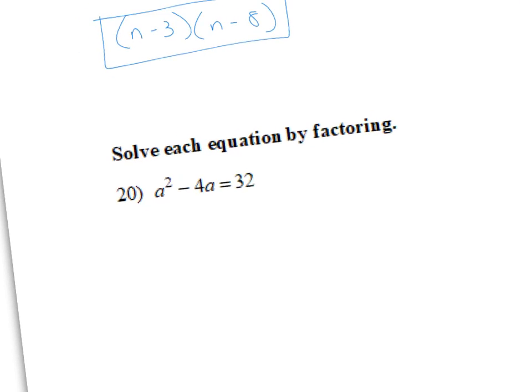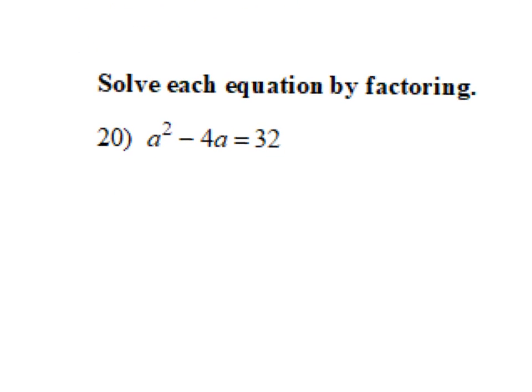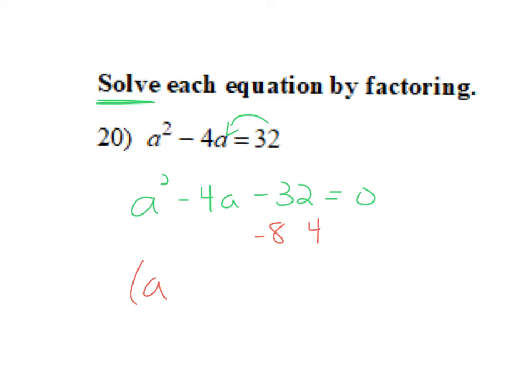All right, last question. All right, now this one says solve by factoring. So now I should be setting this equal to 0. So I'm going to move this 32 over and get a squared minus 4a minus 32 equals 0. All right, so now I'm looking for factors of negative 32 that get me negative 4. So 8 and 4 pop in, and then if I make that 8 negative, when I add them up, that'll give me a negative 4. So I have a minus 8 and a plus 4 equal to 0.